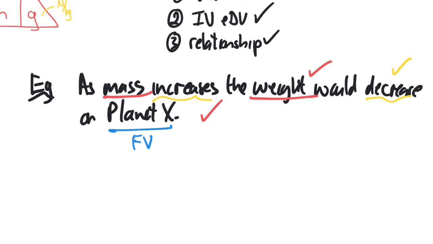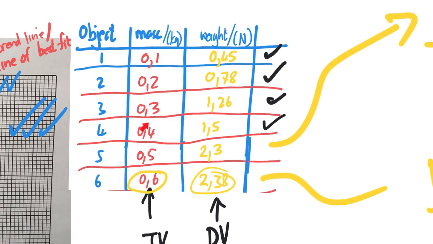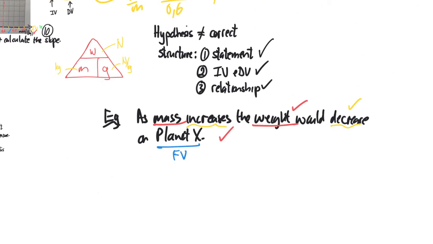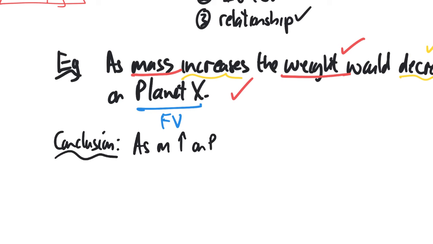Okay. So is this correct, though? No, it's not, because, as a matter of fact, as the mass increases, so the weight increases. So once you've set up and done your experiment, and you see your hypothesis is incorrect, that's where you then set up your conclusion, which would then say, as the mass increases on planet X, the weight increases. Okay? So that would be a correct statement.